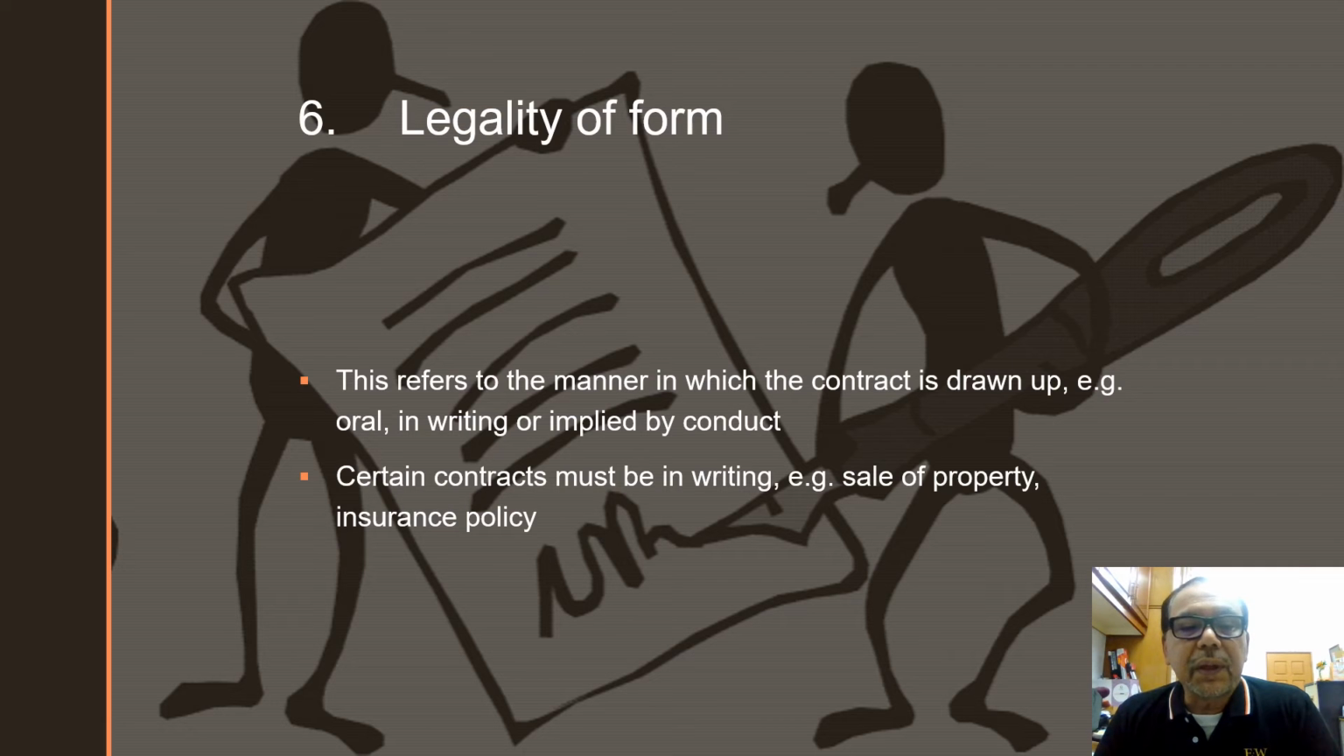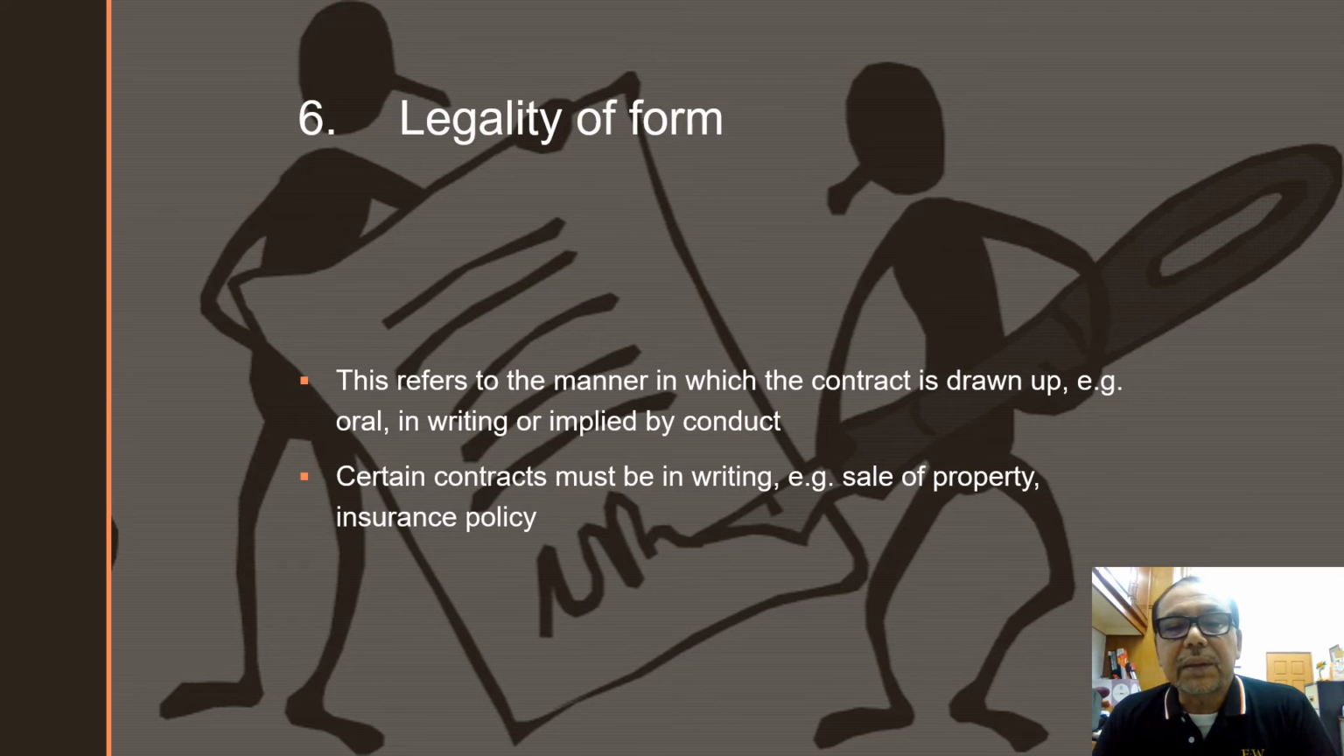Legality of form. This refers to the manner in which the contract is drawn up. For example, oral, writing, and implied conduct. A contract can be formed through oral agreement. For example, the sale of property and insurance policy have to be in writing, because there are a lot of things to write down there. Then through oral, as I said just now, if I just want to sell a car, I tell you I want to sell a car and you accept to buy my car orally, the contract is also done.